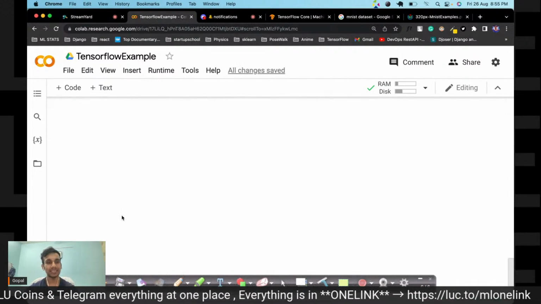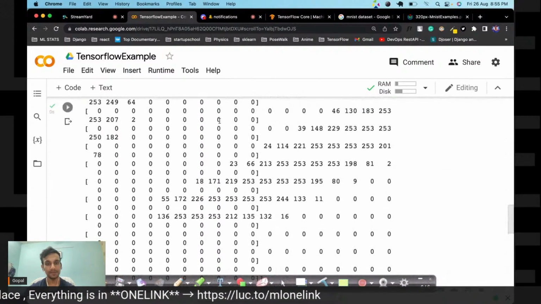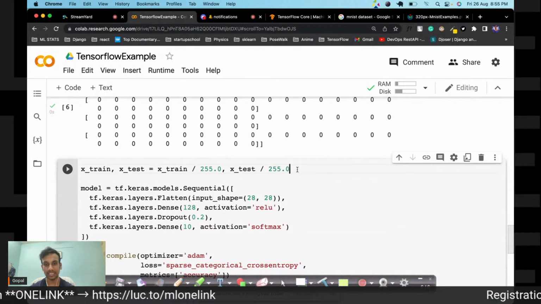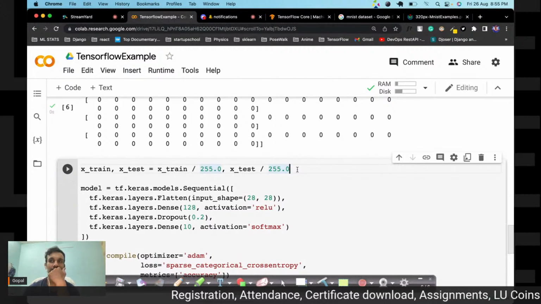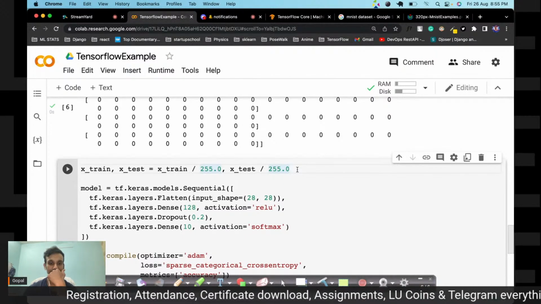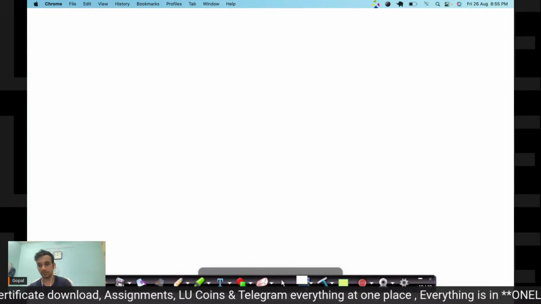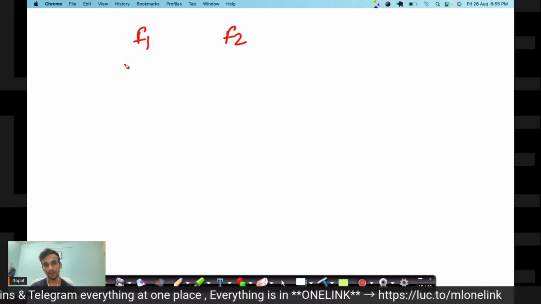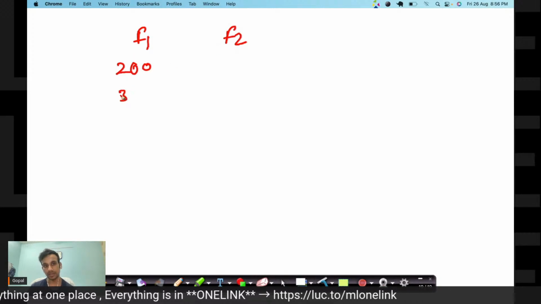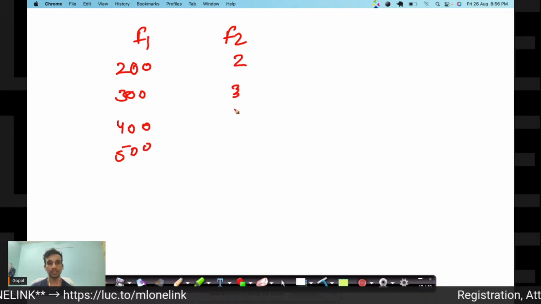And now the next step is this. Okay, so what am I doing here? This is called the normalization of values. So why exactly does normalization matter? It basically reduces the problem of different scales. Okay, let me explain what exactly this is. Let us say we've got two features, F1 and F2. One has a scale of, let's say, 200, 300, 400, and 500, and the other has a scale of 2, 3, 4, and 5.